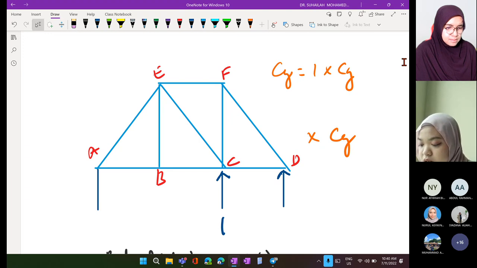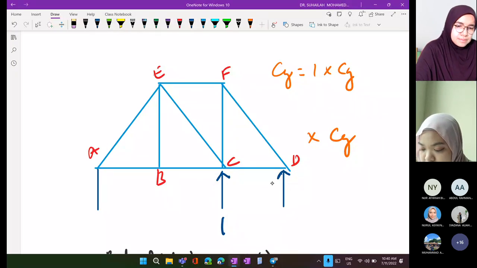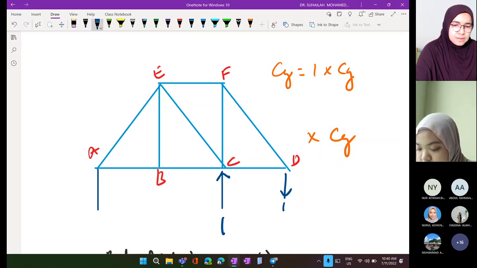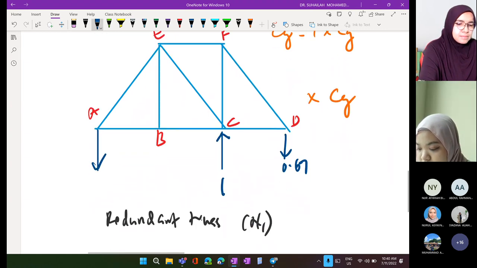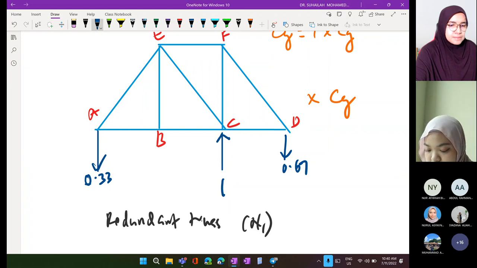Factor depending on structure. For the redundant structure, for DY, I've got negative 0.67 kilonewton. And for AY, I got negative 0.33. AX equals zero.